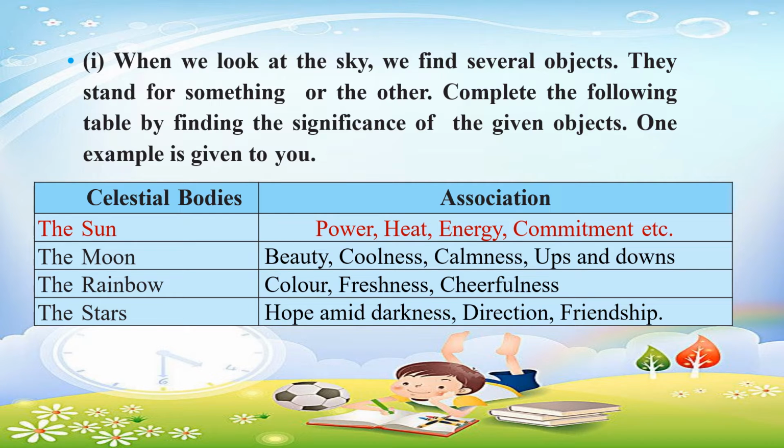What is the association with that of the moon? The moon, it is beautiful, it is cool, it is calm and also it goes up and down, that is, ups and downs are shown by the moon. The rainbow, it is colorful, it is associated with freshness, it gives the association of cheerfulness. The stars, they show hope amid darkness, also they show the direction and they are the symbol of friendship. So likewise celestial bodies and their association, what do they signify? It is given in this table.